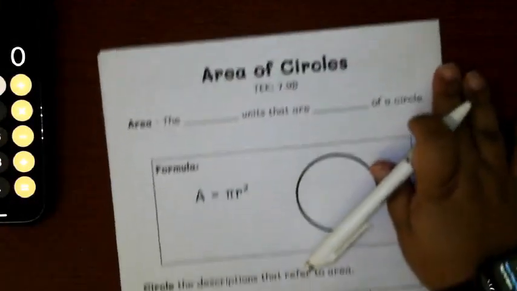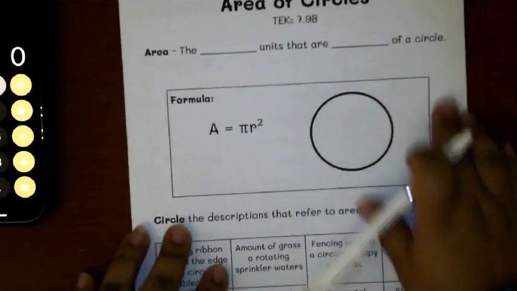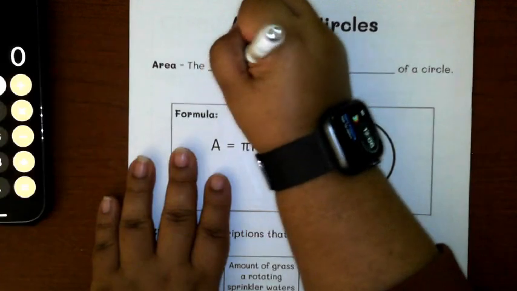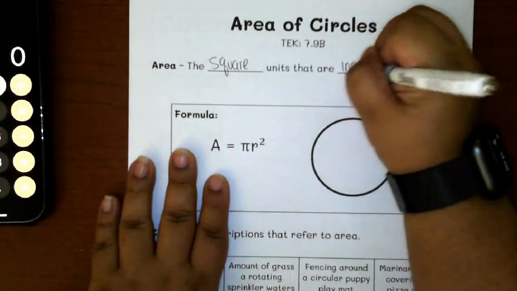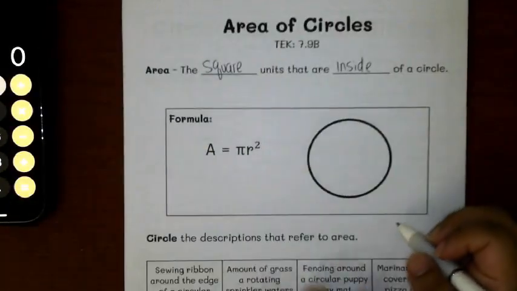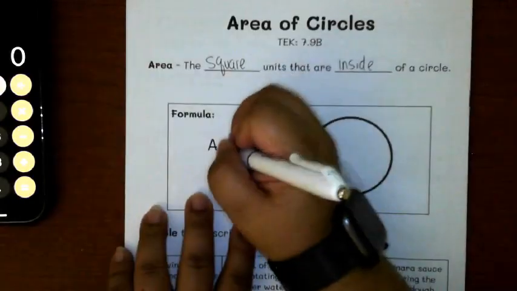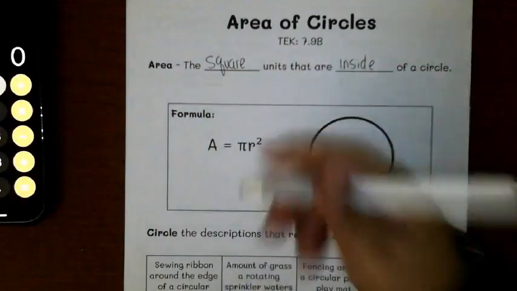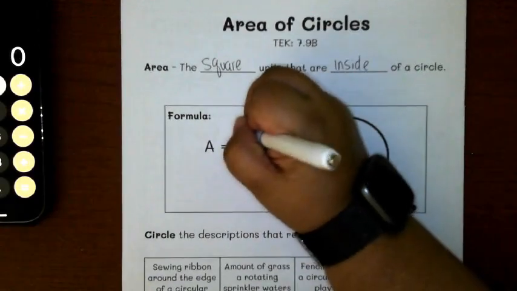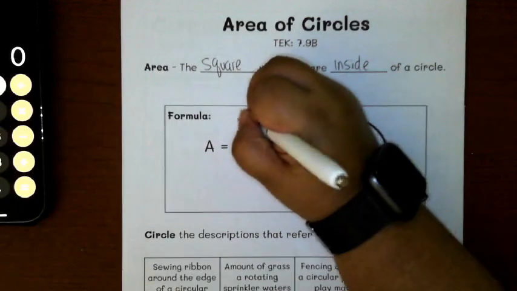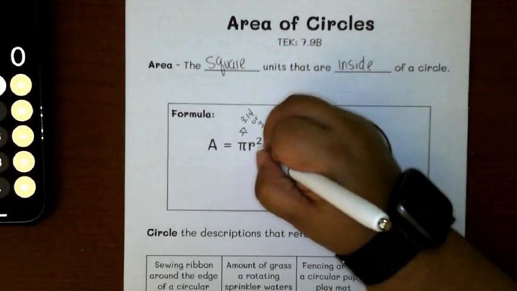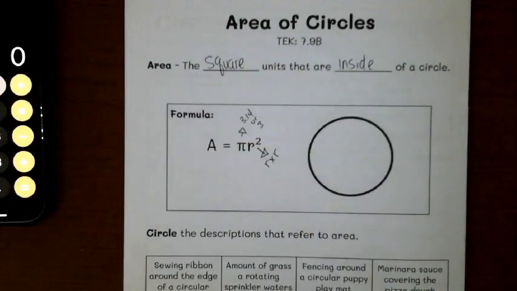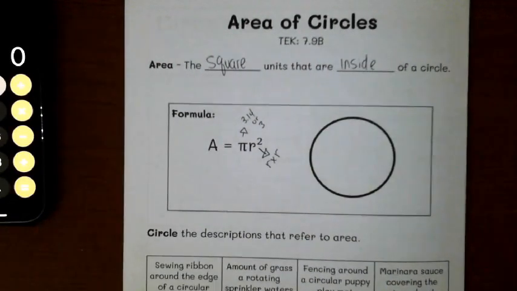So here, the area is the square units that are inside of a circle, okay? Now here we have this formula, okay? For just a full circle, you're going to do pi r squared. Remember, pi can be 3.14 or 3. This r squared means r times r, okay? Now let's go over here and we're going to do the same thing just to refresh our memories, okay?